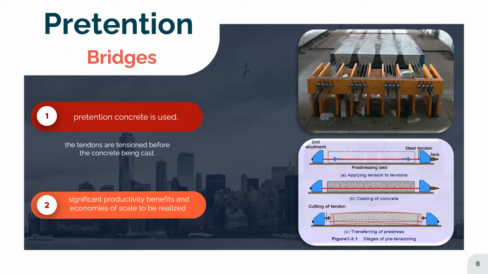These anchorages form the end of a casting bed, which may be many times the length of the concrete element being fabricated. This allows multiple elements to be constructed end to end in the one pretensioning operation, allowing significant productivity benefits and economies of scale to be realized.